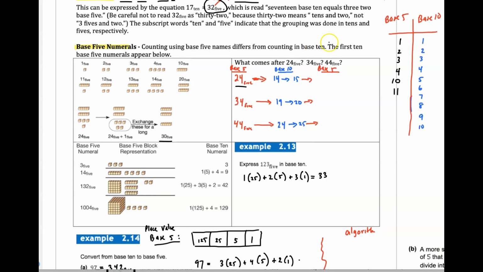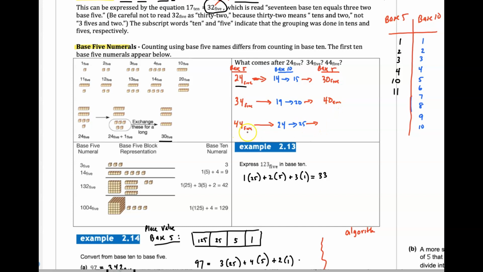If you look carefully, 24 is 14, 34 is 19, 3 fives and 4 ones. 44 is 24 in base 10. The next number is 15 in base 10, so in base 5 the next number is 30. 40 is 4 fives and 0 ones. Those are the next numbers in base 5.